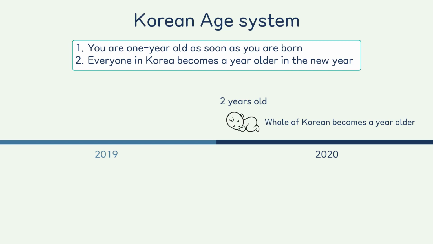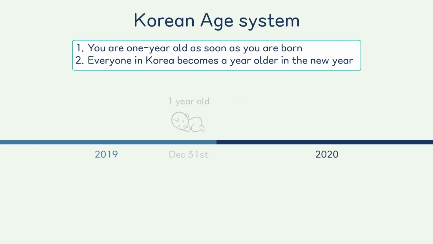So regardless of when your birthday is, the whole population of Korea becomes a year older together in the new year. This means that a baby born on December 31st is a year old for less than 24 hours and is then 2 on January 1st. Technically this is correct, but when Koreans refer to a baby's age, we tend to talk about their age in months rather than in years, which I think is quite similar in most other countries.